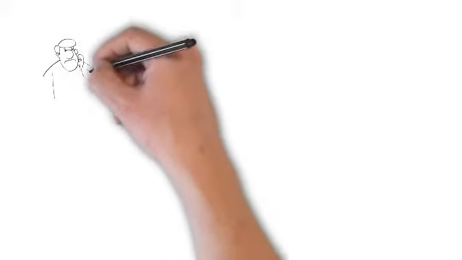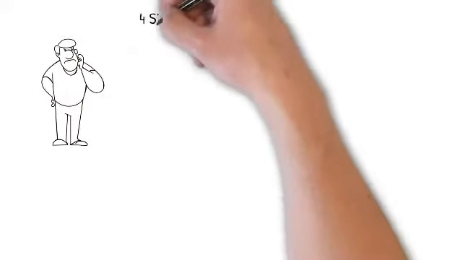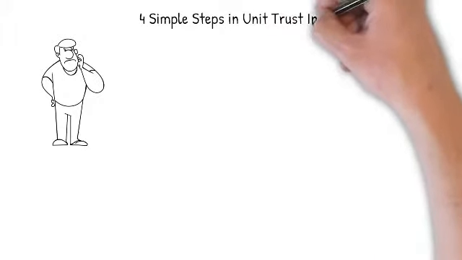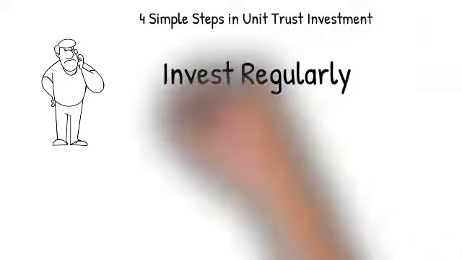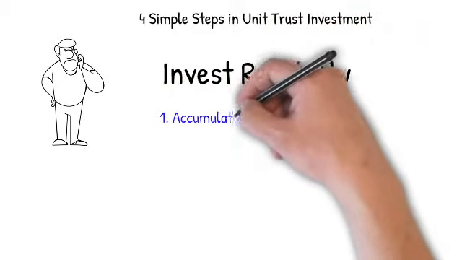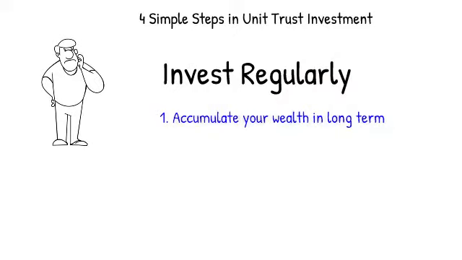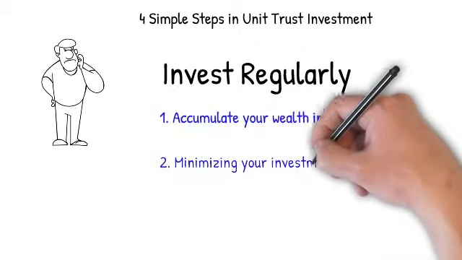Invest regularly. There are many ways to invest in unit trust funds. One of the common ways is to invest regularly. The reason to invest regularly is to accumulate your wealth in the long term and minimize your investment risk. Remember that investing regularly is only applicable in unit trust funds. Not all investment vehicles are suited to this method.